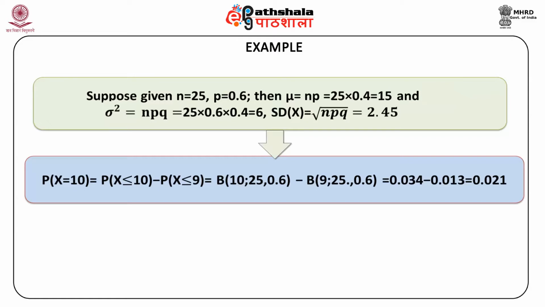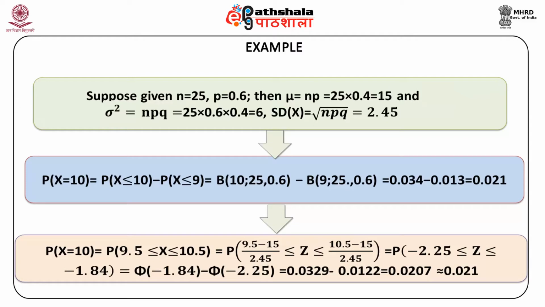Approximating the same with area under the normal curve, the probability of x equal to 10 is equal to the probability that x lies between 9.5 and 10.5, which is equal to the probability that z has to lie between (9.5 minus 15) divided by 2.45 and (10.5 minus 15) divided by 2.45.